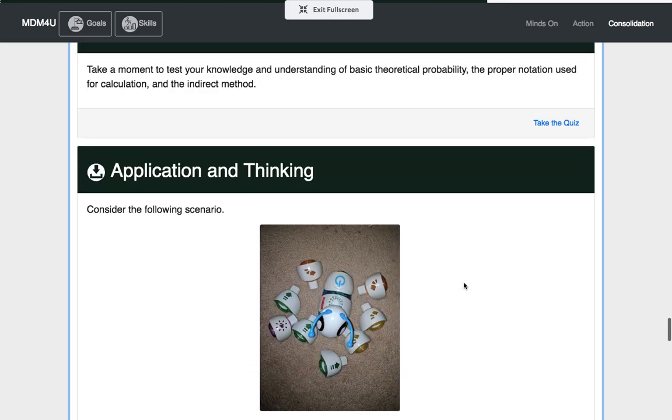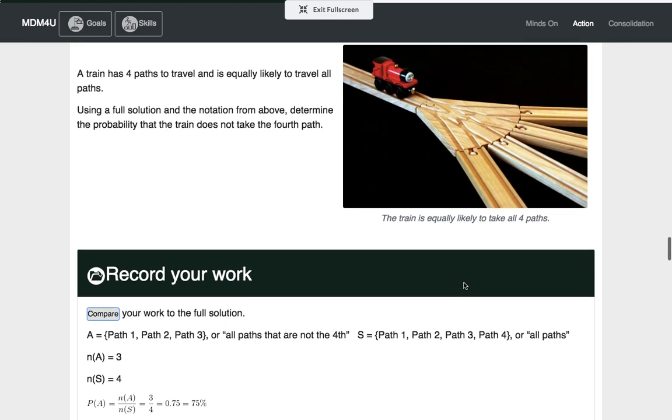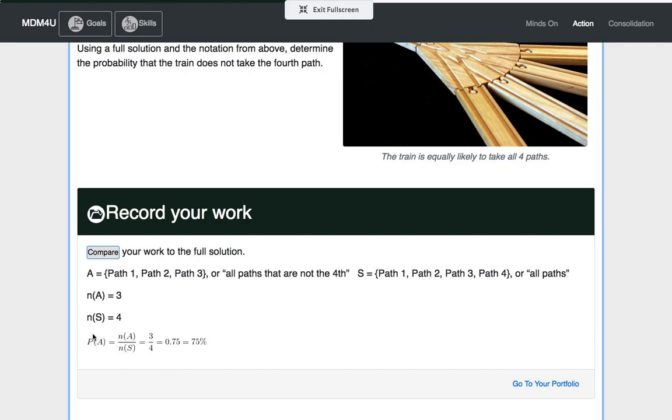So again, up here, this is the correct method that I'm looking for when you do it, making sure that you do it in this format. And not only that, you also label A equals, so maybe left, middle, right, or path 1, path 2, path 3, and then you write down the possible n(A) and n(S), and then you finally finish it off with putting it into this formula and putting it into percents.